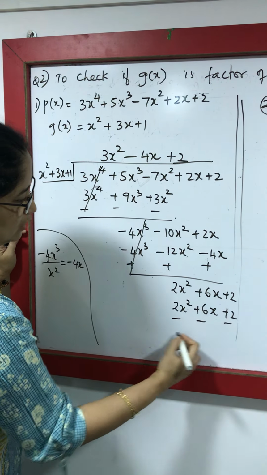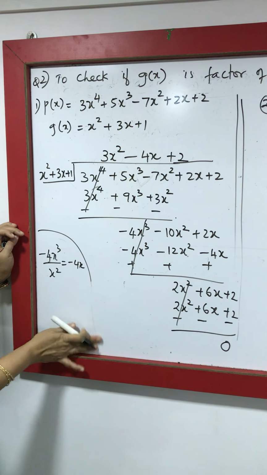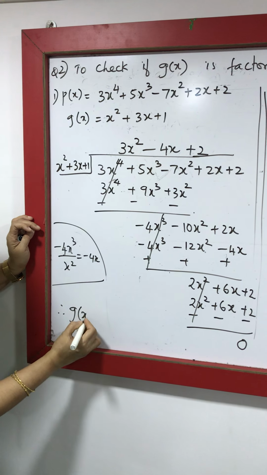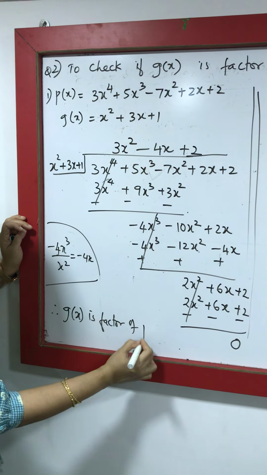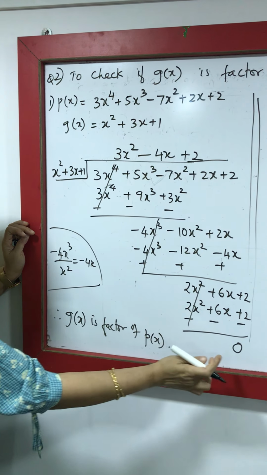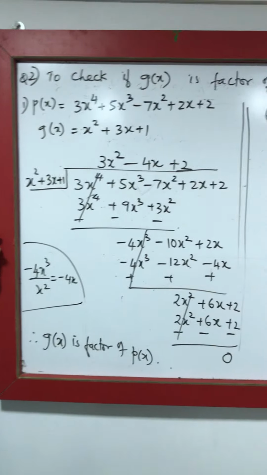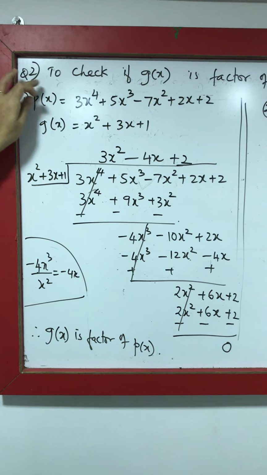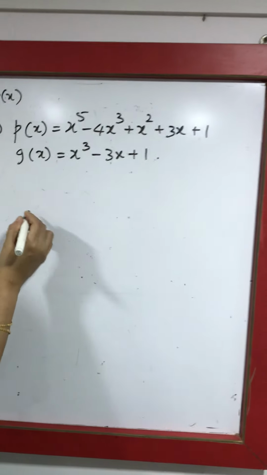We change sign throughout, all will cancel and remainder is 0. Since the remainder is 0, we will write therefore gx is factor of px. But if the remainder was not 0, we'll write it is not a factor. This was question 2, first sum. Question 2, homework question, second sum is division algorithm.